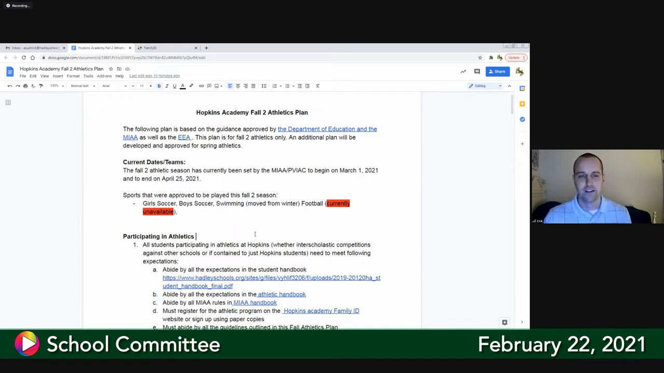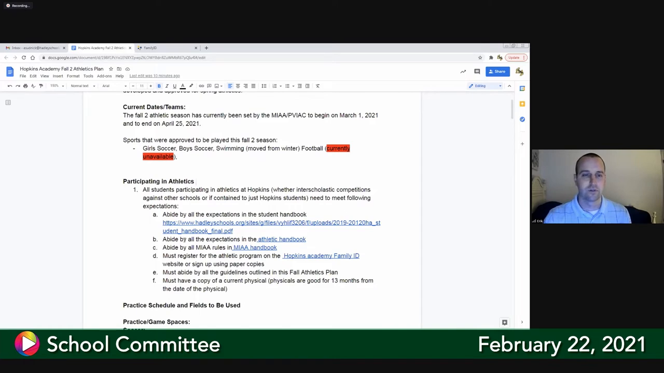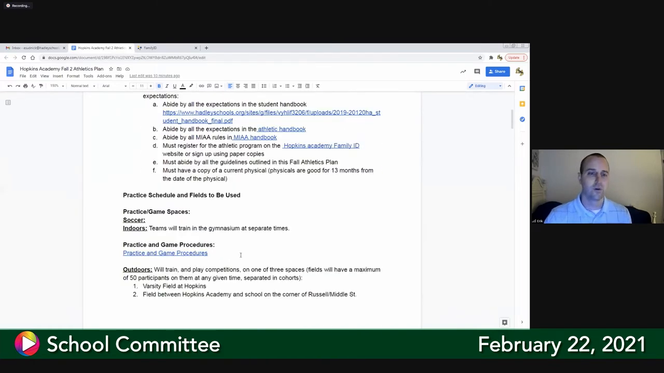So the participation in athletics remains the same as far as the expectations for each one of the previous plans. We have modifications here based off practice and game spaces. Obviously with the weather right now, and we knew this going into it, there was going to have to be some sort of indoor training for at least the majority of March into early April. So at the beginning of the season, teams would train indoors in the gym, similar to how basketball trains, with JV and varsity teams training at separate times, trying to maximize the amount of space that we have while limiting the number of athletes.